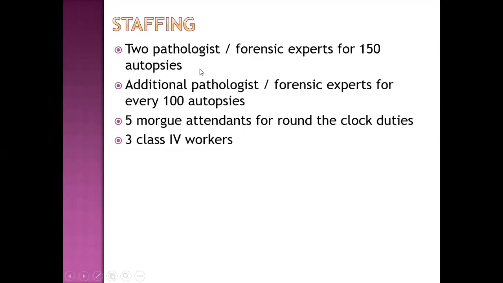Then staffing, 2 pathologists or forensic experts are required for 150 autopsies, and an additional pathologist or forensic expert is required for every 100 autopsies. 5 morgue attendants for round-the-clock duties are required, and at least 3 class 4 workers are required for a mortuary.